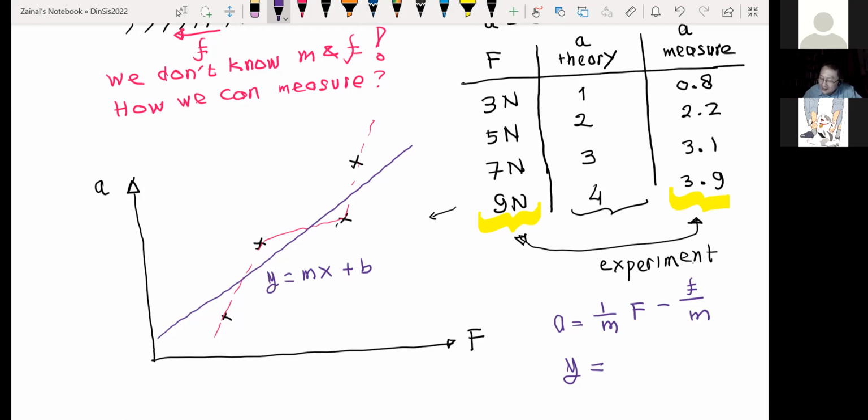I want to change the notation to mx plus b, but in your book they are using mx plus b. So this one is equivalent with this one in our case. This m is mass, but in this one it is m1. And this one is equal to this one.